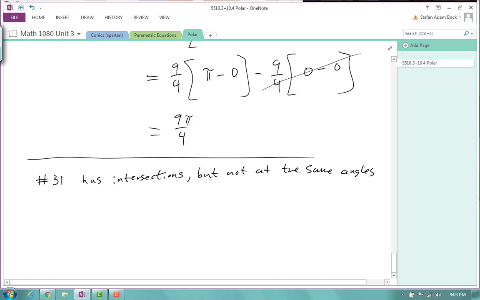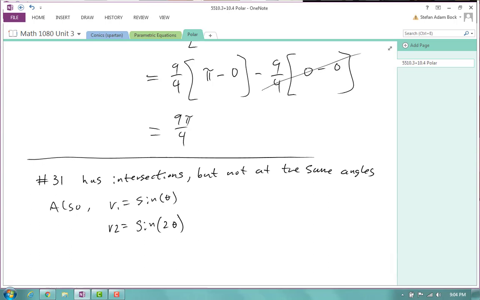I think a really easy comparison for this is, in general, let me see. Also, if I have r1 equal to sine of theta and r2 equal to sine of 2 theta, one of those has a period of pi, but the other one has a period of 2 pi. But they are going to have several intersections.